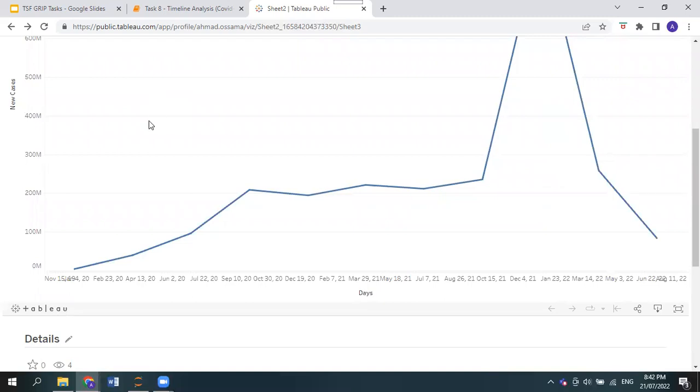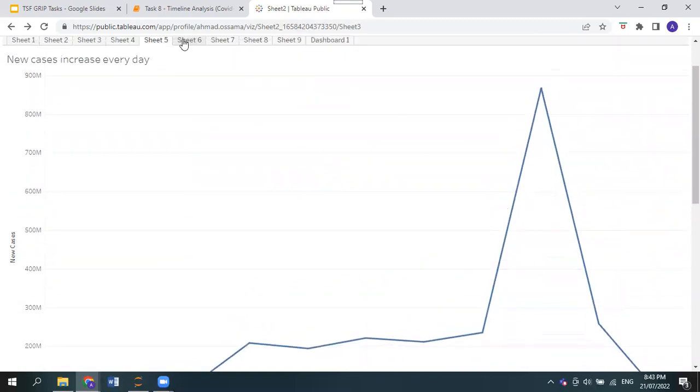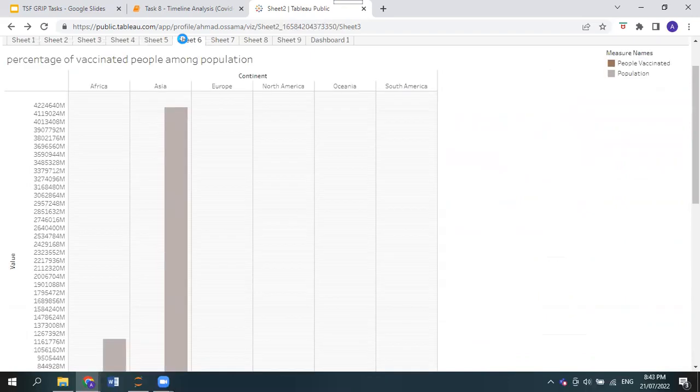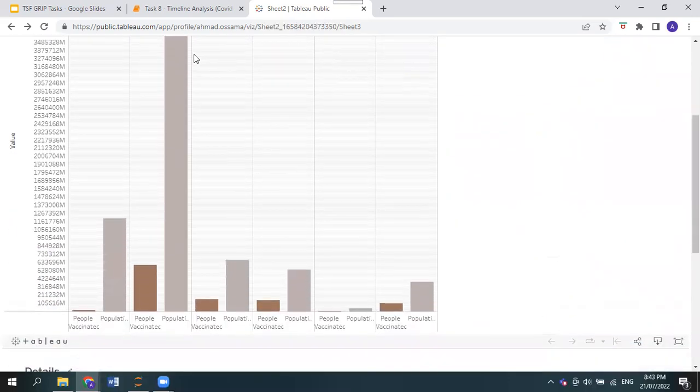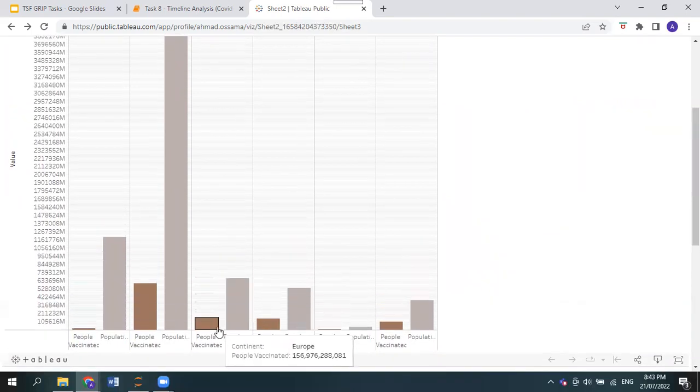Here we have the evolution of new cases across days from 2020 to 2022. It was increasing until January 2022 and had a huge drop after most people were vaccinated. In sheet 6, we have the percentage of vaccinated people among the population. As we can see, the biggest percentage of vaccinated people over the population was in Europe, followed by Asia, followed by Africa.